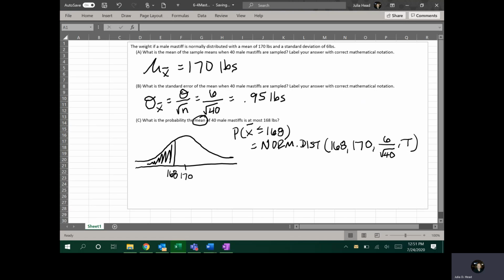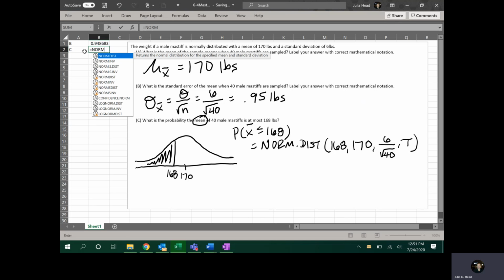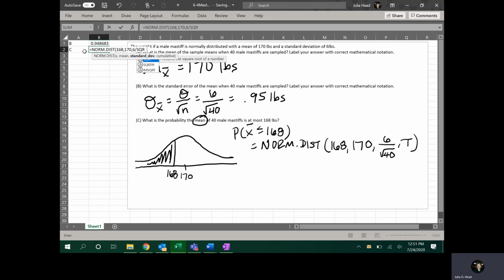Now there are several ways to calculate this. First, I'm going to go back to part B and actually type it into Excel. There's my 40. 6 divided by the square root of 40. And let's look at two correct ways to calculate part C and one incorrect way. So one correct way is basically just like I wrote it here on the right. 168, 170, 6 over root 40.